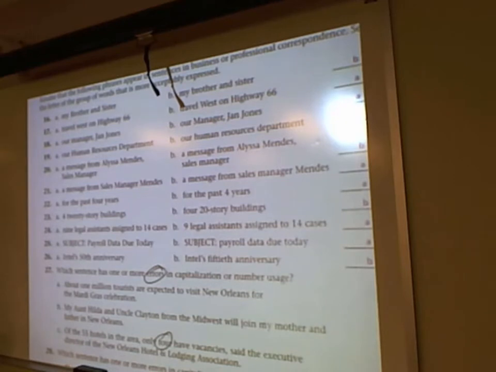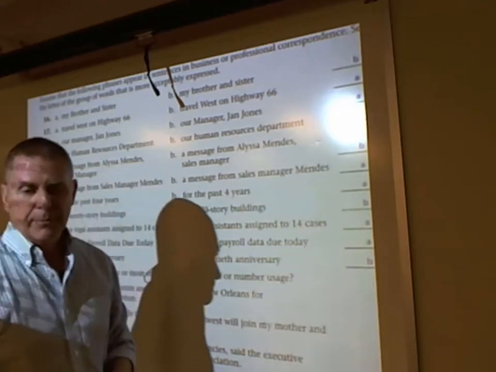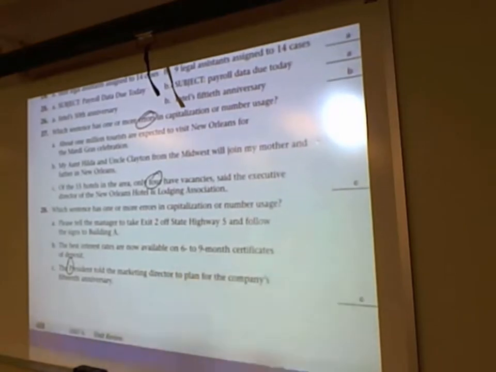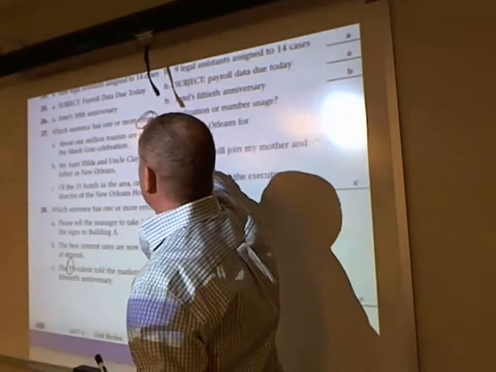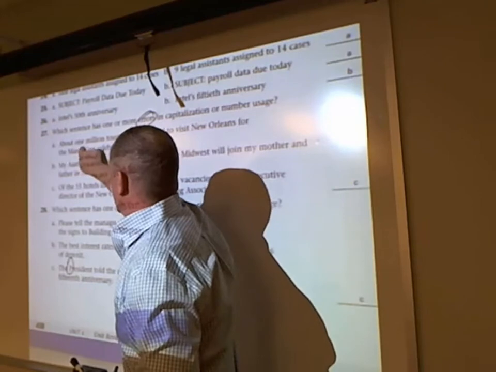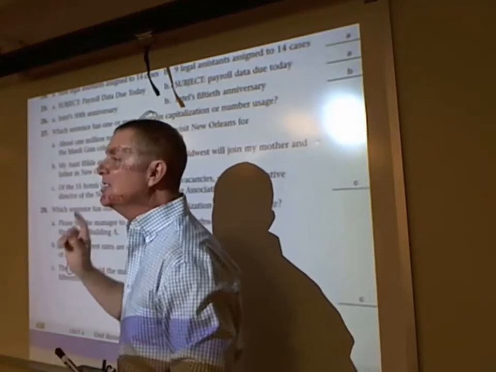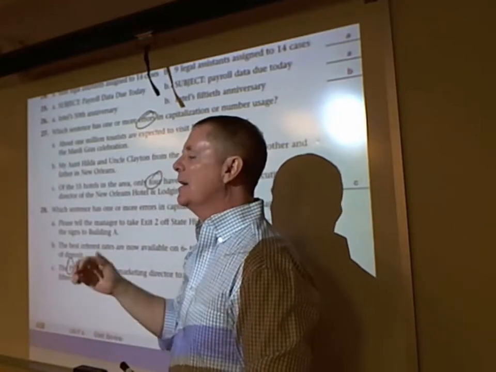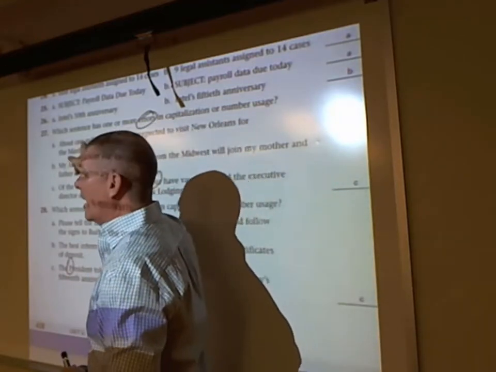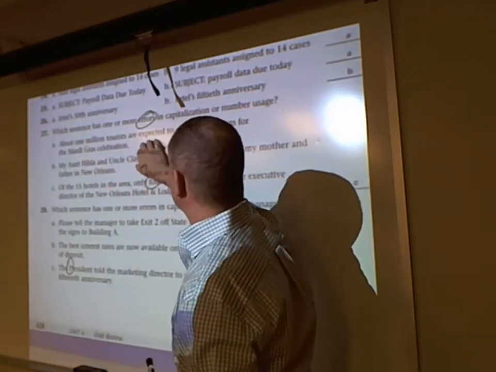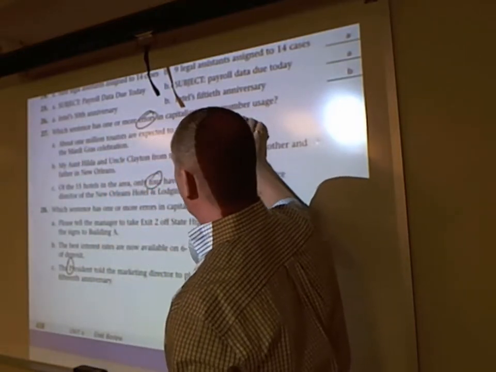Okay, 27. Let's scoot this up a little bit. Which one has an error in it? About 1 million. Okay, that 1 right there is optional whenever that's an approximation. It's not exactly 1 million, but it's an approximation, so it can be 1 as a word or a figure, so either one of those is correct. Tourists are expected to visit New Orleans for the Mardi Gras, the name of the celebration. It's capitalized, so letter A is correct.